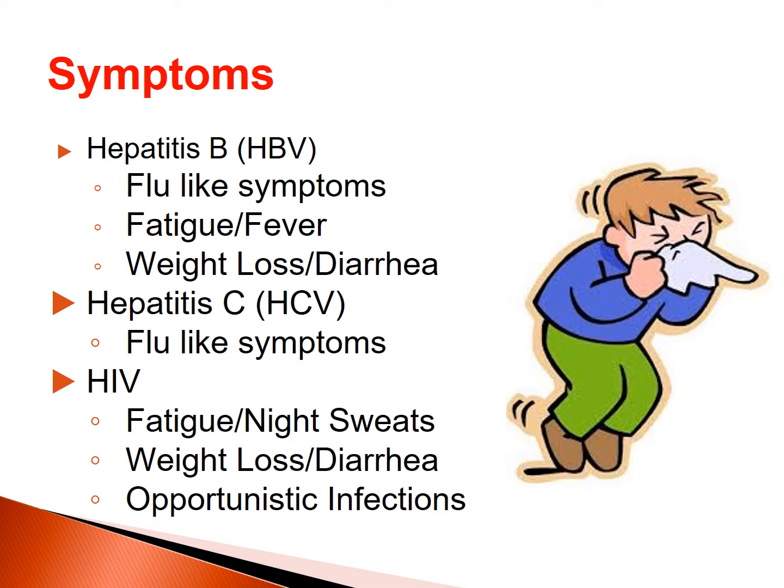What are some of the symptoms for bloodborne pathogens? For example, hepatitis B mimics the flu. You're going to see a lot of flu-like symptoms, including fatigue and fever. You could also see potential weight loss and diarrhea. Hepatitis C, once again, largely is going to mimic the flu. For the HIV virus, you are going to see some flu-like symptoms, but you will also see fatigue and night sweats, and you could also see some opportunistic infections that get into your bloodstream simply because your immune levels are lowered.